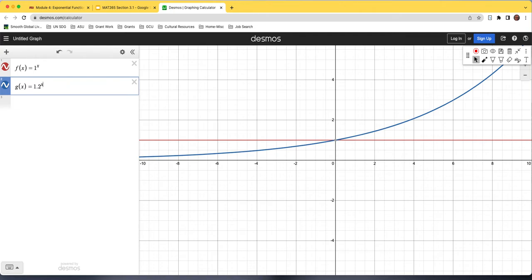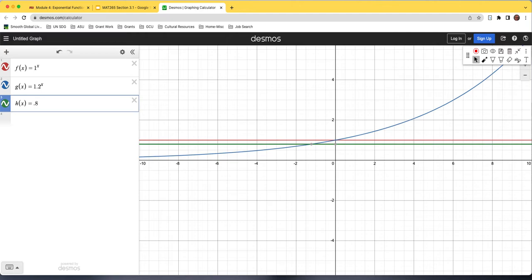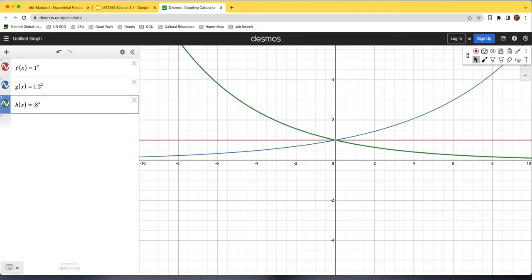What would an exponential that's going down look like? 20% losing would be what? Yeah, it'd be 0.8. So we subtract the 20% from 100%, we get 80%. And what does that look like? It's going to be decreasing. What do you notice about all three of these, though? What do they have in common?